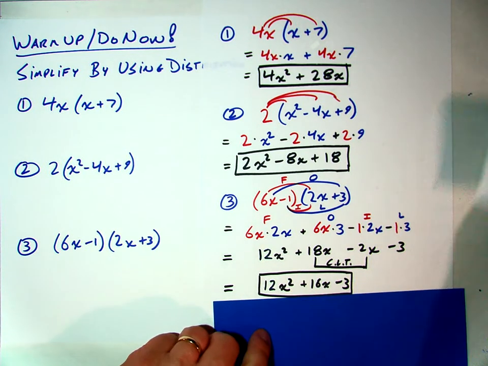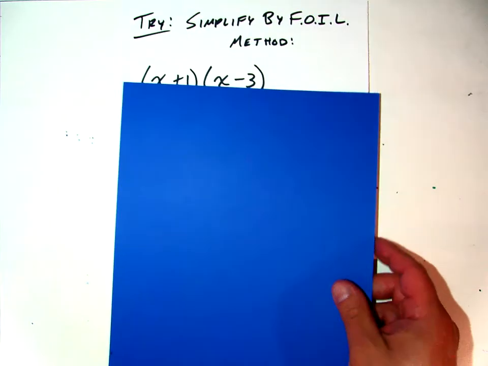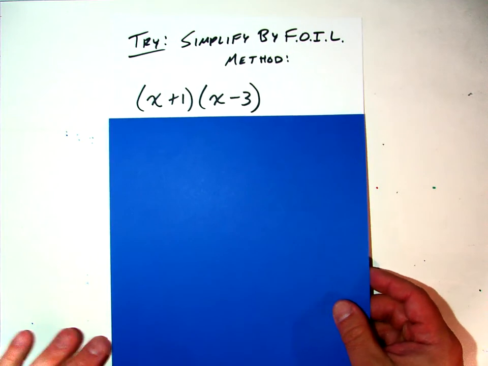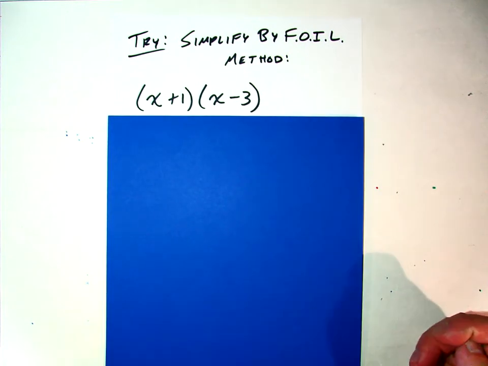All right, let's give everybody a chance to recoup. And I'm going to ask you to FOIL this problem right now. You're going to simplify. These 2 binomials are multiplying each other. Go ahead and FOIL that. You can pause the video. And when you're done, show me your answer.